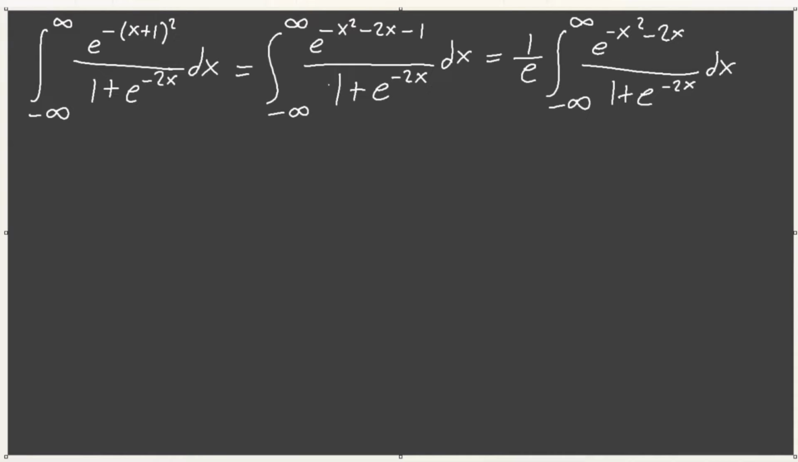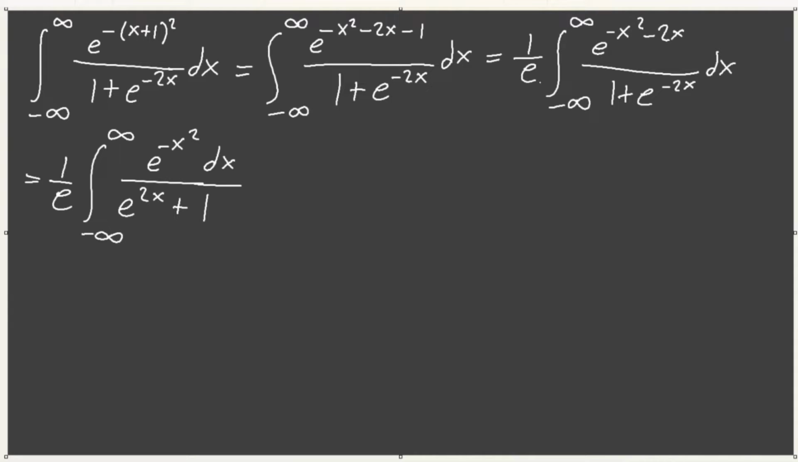Interesting. What do we do? Oh, okay, we have negative 2x here, negative 2x here. Algebraic manipulation. Okay. And what I mean by that is we're going to multiply top and bottom by e to the 2x. So we get e to the negative x squared, over e to the 2x plus 1. If we do u equal negative x, then it will work.